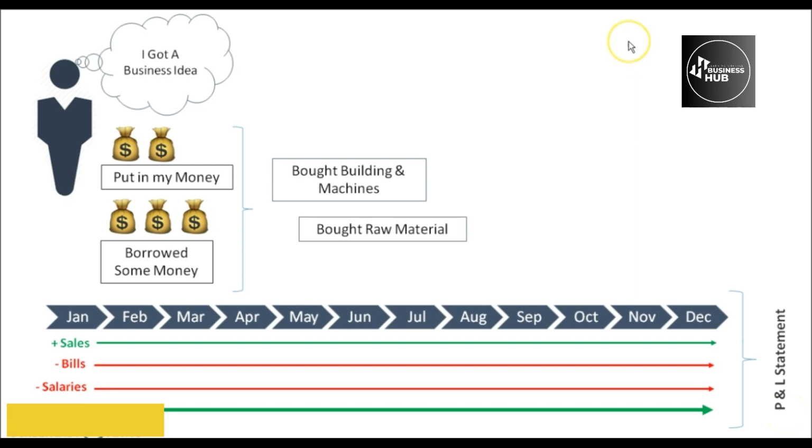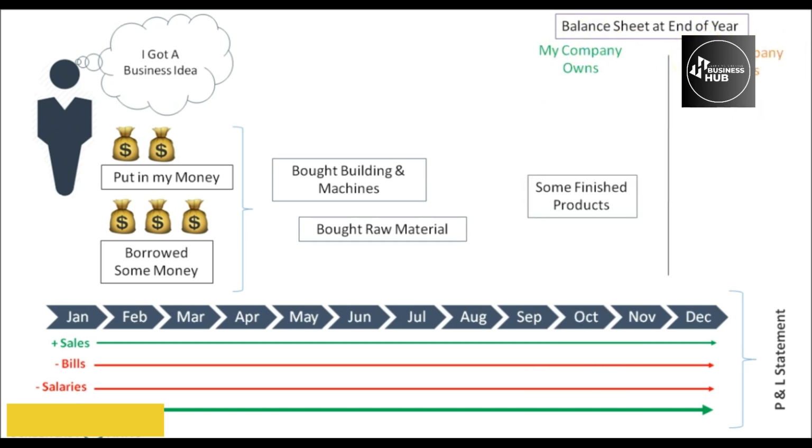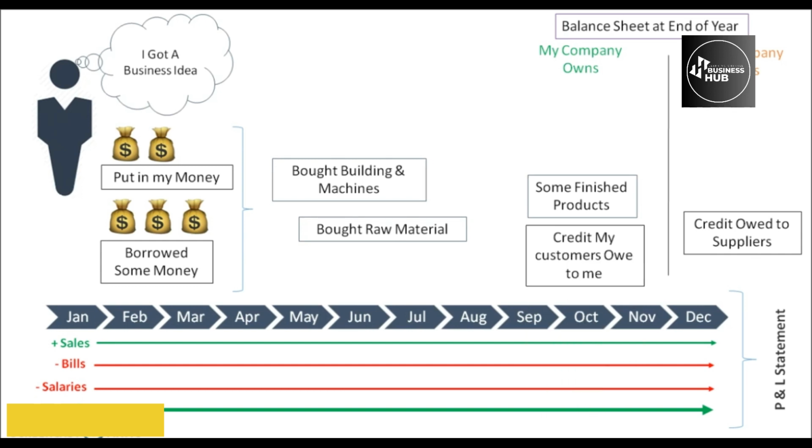At the end of the year, imagine that you take stock of what your company owns and what it owes. You will be remaining with some finished products, as well as owing some money to your suppliers, who gave you raw materials. You will be taking raw materials on credit. You still owe them money. And the opposite of that is that the customers to whom you have given your finished products owe you some money.